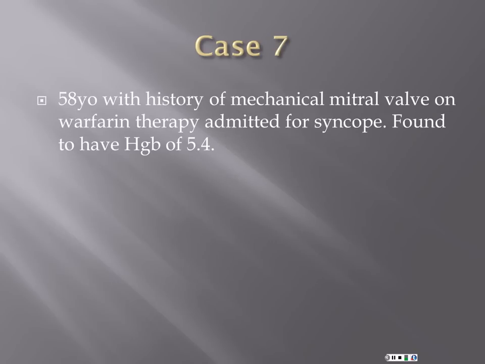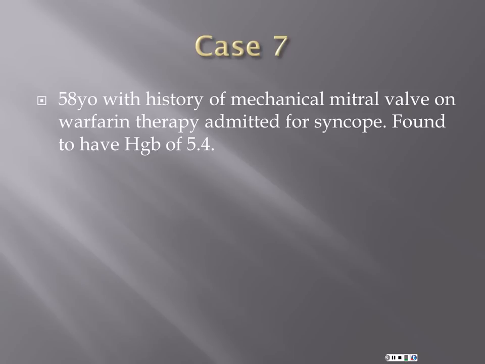We have a 58-year-old with a history of mechanical mitral valve who's on warfarin therapy. He's admitted for syncope, and he's found to have a hemoglobin of 5.4. So the question itself, if you read the board, is already making me think either retroperitoneal bleed or a hemolytic process from the valve, right? Okay, what's the next best test?